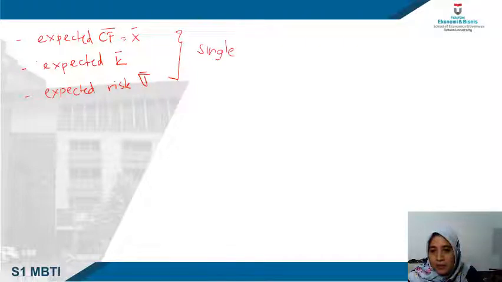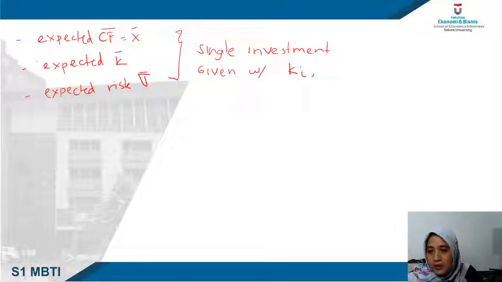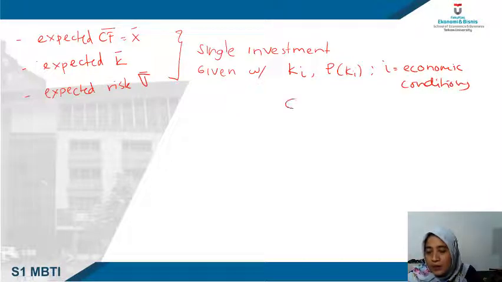Single investment means one security investment, given with the rate of return of every single condition. So we also have some probability of the economic condition. I is the economic condition. Also given some CFI or XI. Yeah, this is given. Right.